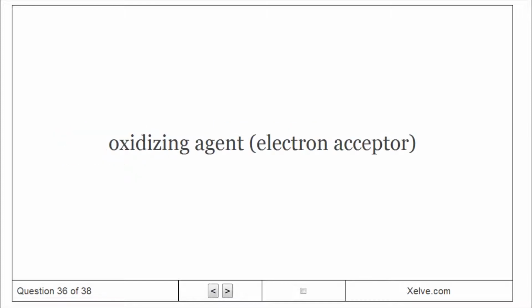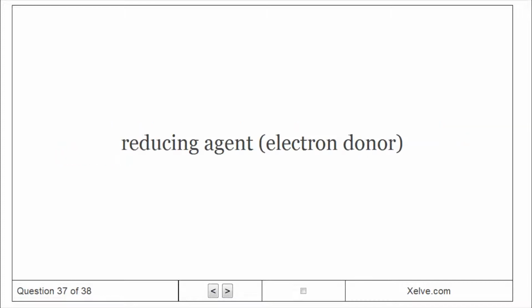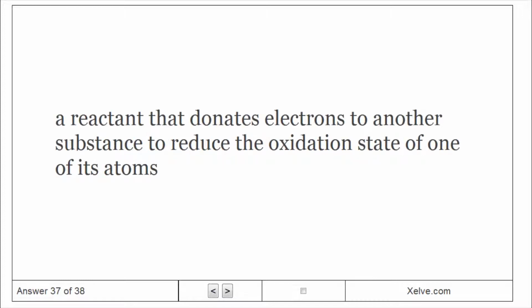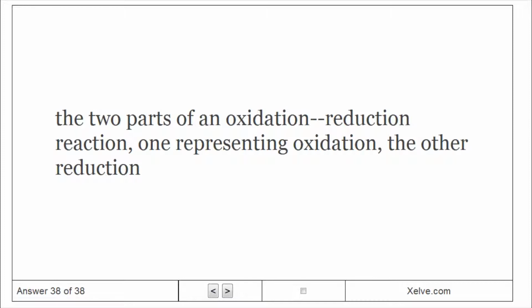Oxidizing agent. A reactant that accepts electrons from another reactant. Reducing agent. A reactant that donates electrons to another substance to reduce the oxidation state of one of its atoms. Half reactions. The two parts of an oxidation-reduction reaction, one representing oxidation, the other reduction.